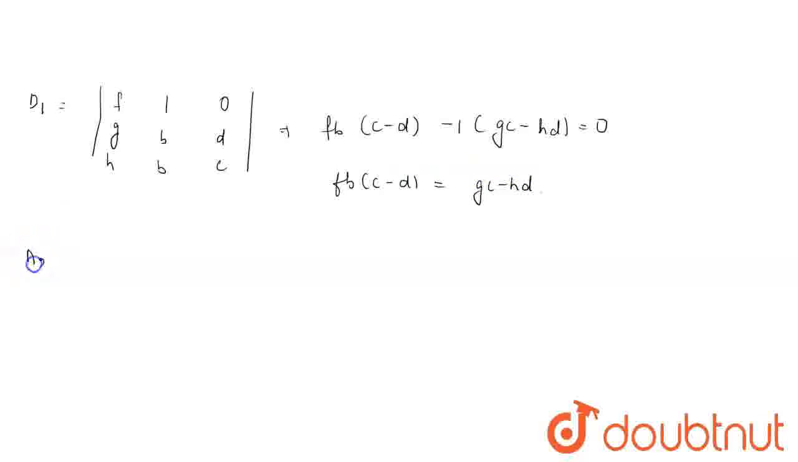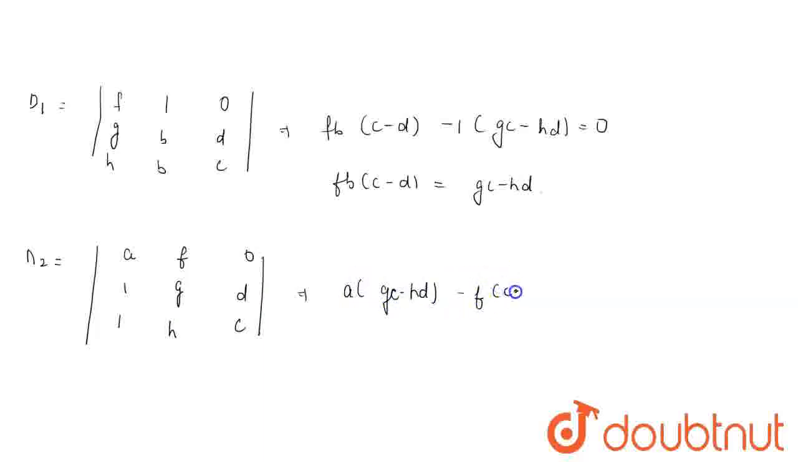Now we will solve D2, that is A, 1, 1. Now we will replace the Y elements by F, G, H; 0, D, C. That is A into GC minus HD minus F into C minus D equals 0. So GC minus HD is equal to F into C minus D upon A.